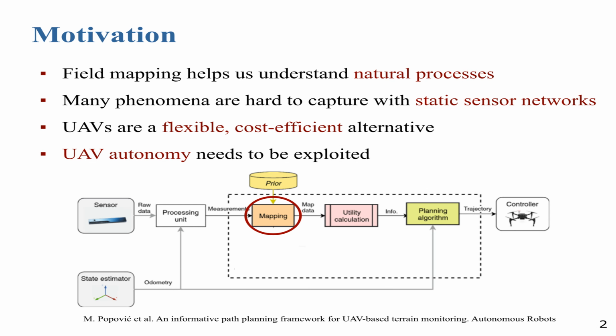Field mapping is crucial for helping us understand many natural processes, especially in agriculture scenarios, such as temperature, moisture, or wind densities, which are crucial information to help farmers make decisions. However, these phenomena usually show complex spatial variations, which are hard to capture by using static sensor networks. Recently, unmanned aerial vehicles have become a flexible and cost-efficient alternative for data acquisition in a wide range of applications.